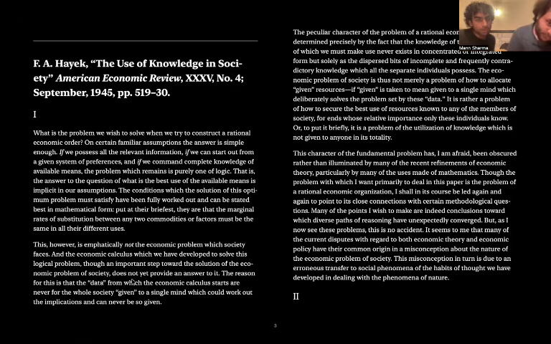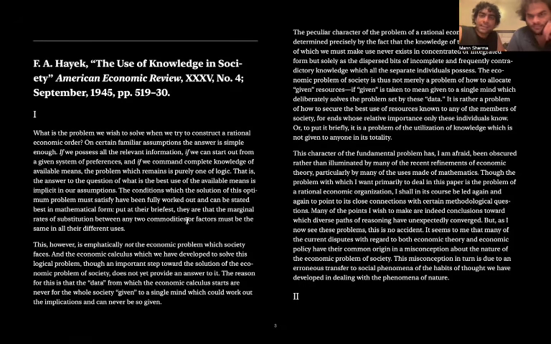This, however, is emphatically not the economic problem which society faces. And the economic calculus which we have developed to solve this logical problem, though an important step towards the solution of the economic problem of society, does not yet provide an answer to it. The reason for this is that the data from which the economic calculus starts are never for the whole society given to a single mind, which could work out the implications, and can never be so given.